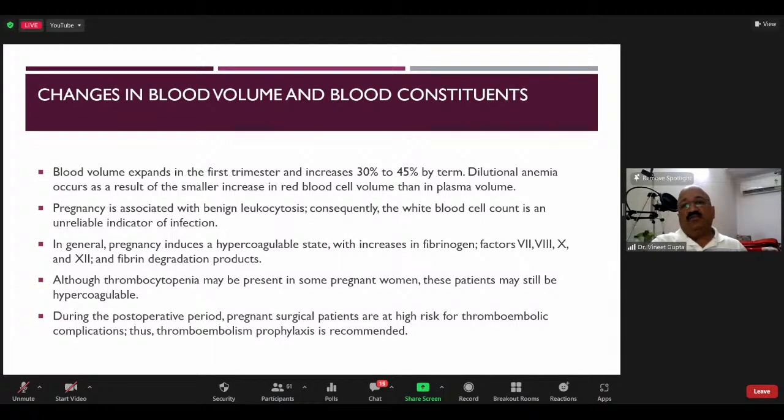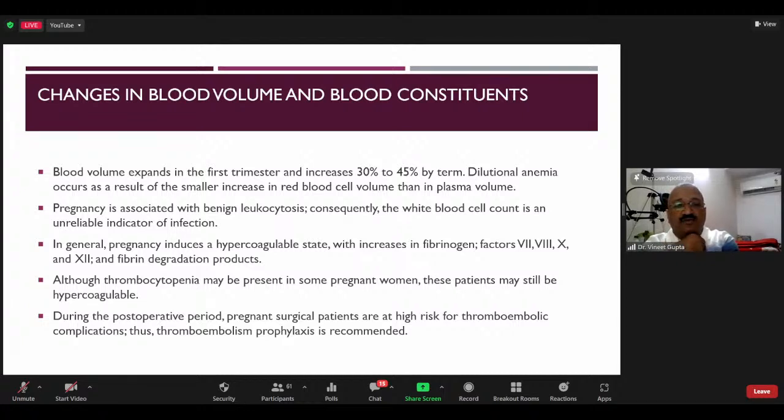Changes in blood volume and blood constituents. Blood volume expands in the first trimester and increases 30 to 45% by term. Dilutional anemia occurs as a result of a smaller increase in red blood cell volume than in plasma volume. Pregnancy is associated with benign leukocytosis. In general, pregnancy has a hypercoagulable state with increase in fibrinogen, factors 7, 8, 10, and 12, and fibrin degradation products. Although there is thrombocytopenia, some pregnant women may still be hypercoagulable.